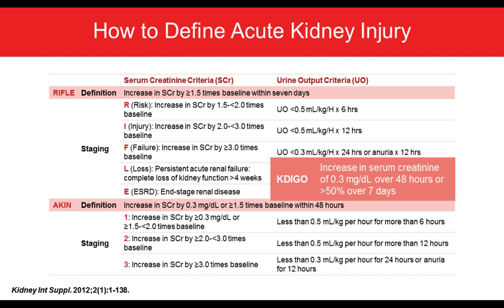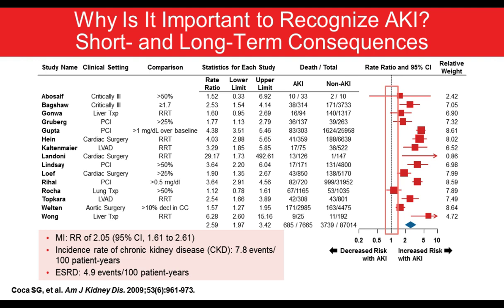So finally, in 2012, KDIGO, the Kidney Disease Improving Global Outcomes, came with these criteria, in which they mixed the RIFLE and AKIN criteria, and they defined AKI as an increase in serum creatinine of more than 0.3 milligrams per deciliter above baseline over 48 hours, or more than 50% over 7 days. So this definition was sensitive as well as specific, decreasing the false negative as well as false positive cases. So now we at least have a definition of what is acute kidney injury. So that brings us to the question why we are getting so finicky about recognizing AKI.